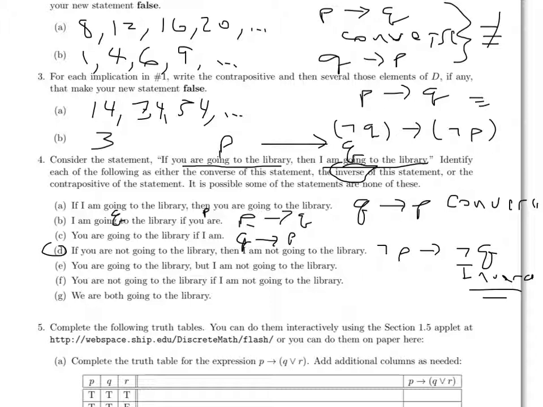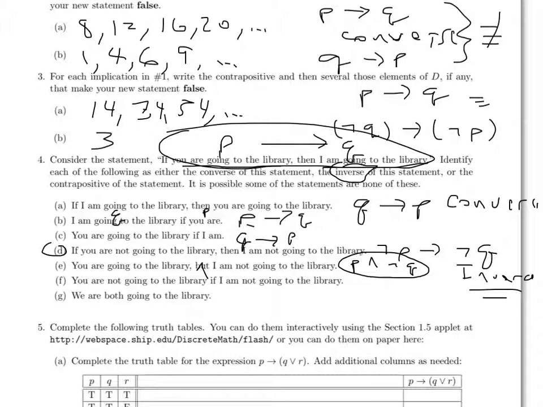In E, we have you are going to the library, but I'm not going to the library. So that but is an and statement, right? We talked about that. And so in symbols, we would say you are going to the library is P. I am not going to the library is not Q, so I'd have P and not Q. So that's not an implication at all. It's not an if-then statement at all. So it's not going to be a converse or an inverse or a contrapositive or anything. But it is actually the negation of the original sentence. Right? This is exactly what would have to happen for the original sentence to be a lie.